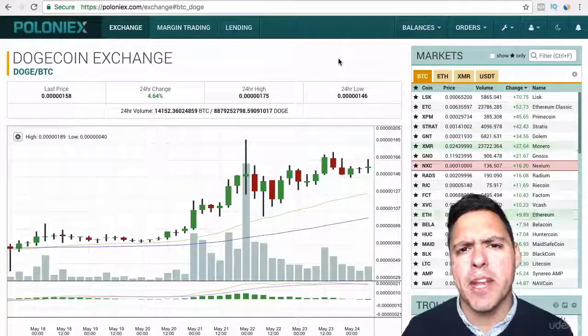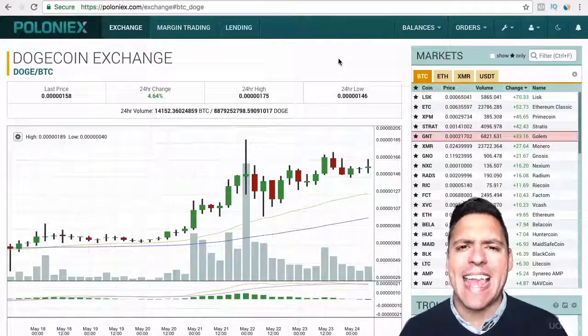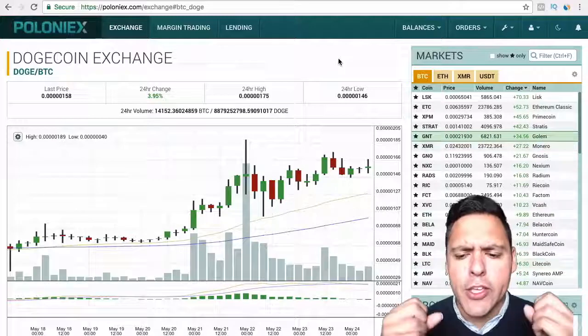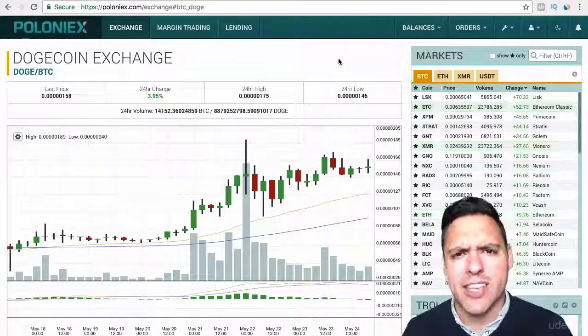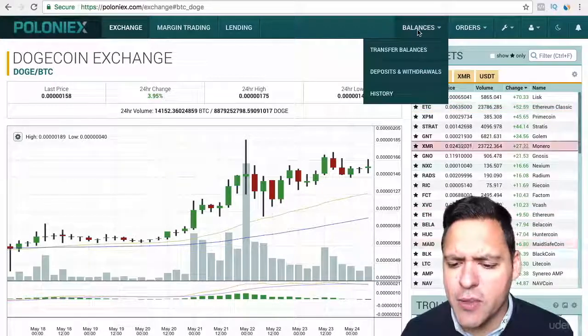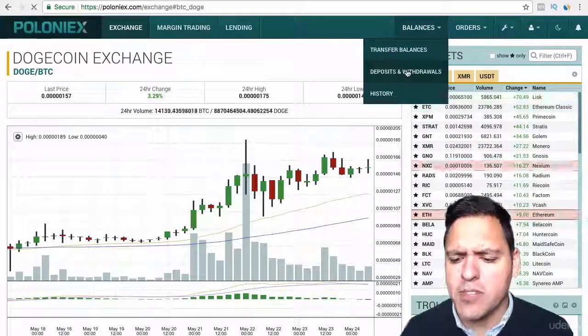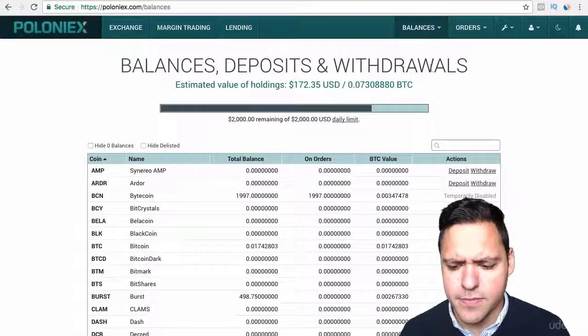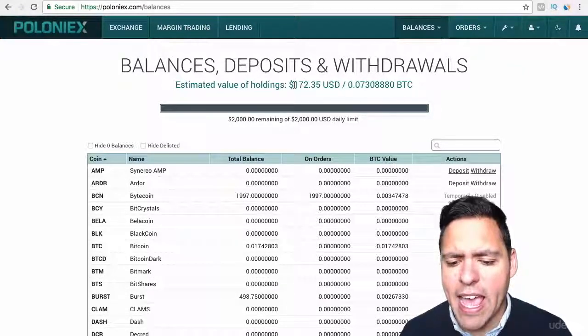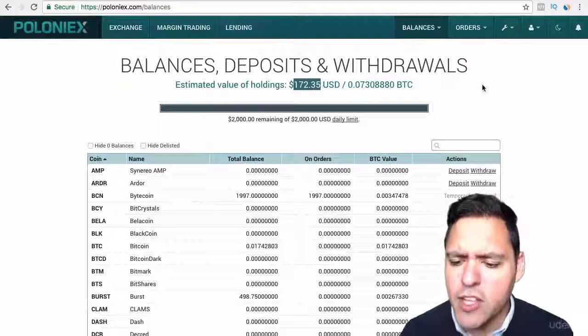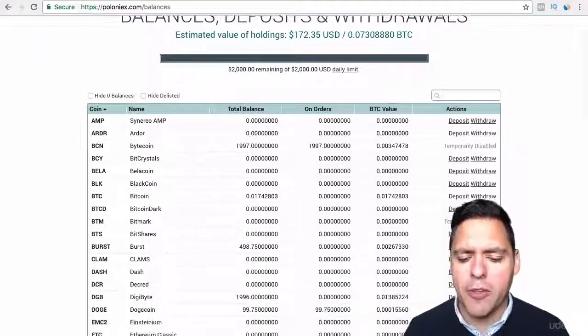Okay, so now I'm going to cover exactly how you transfer your money from your wallet into the exchange. You have to go to deposits and withdrawals. As you can see right now, I have $172 in Poloniex.